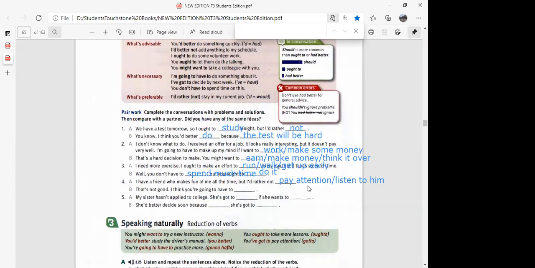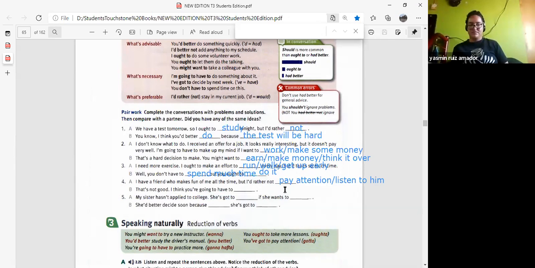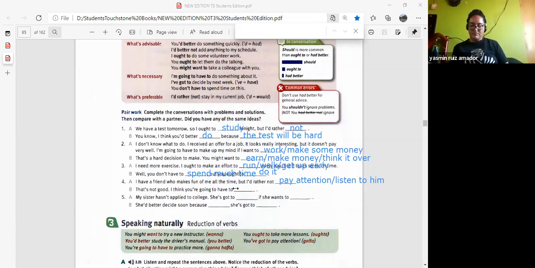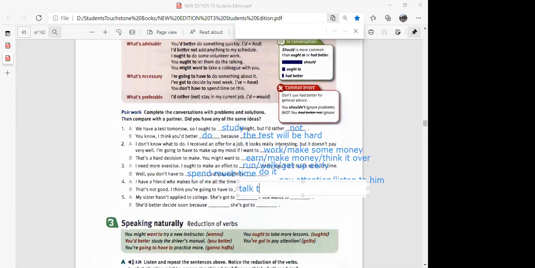So the opposite, pay attention. I better not pay attention to him. Yes. That's not good. I think you are going to have to talk to him. Yes, to talk to him. Imagínense la situación, si fuera en español es lo mismo. To talk, remember, talk, not talk to him.